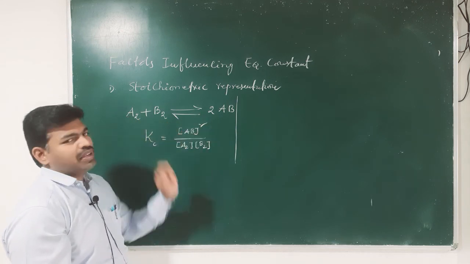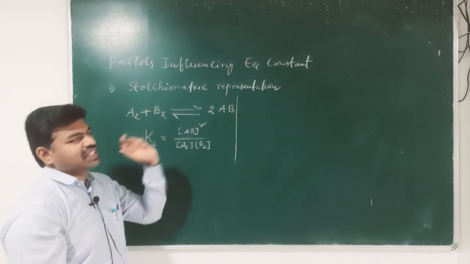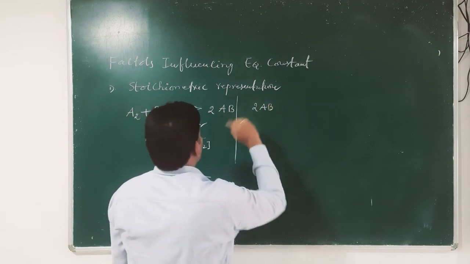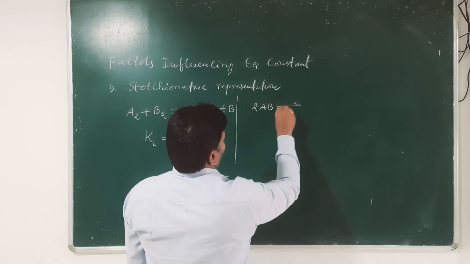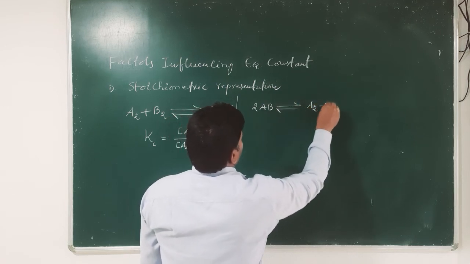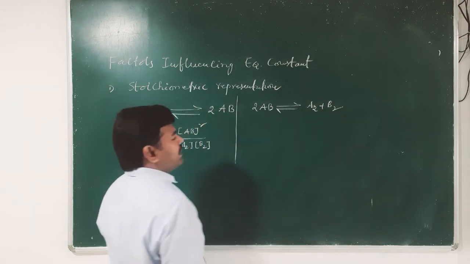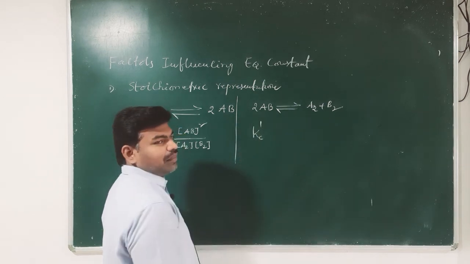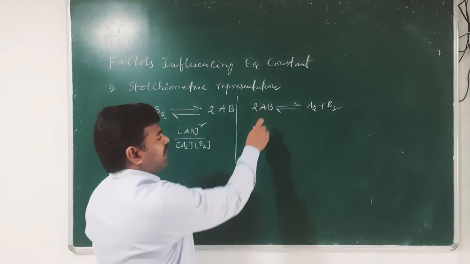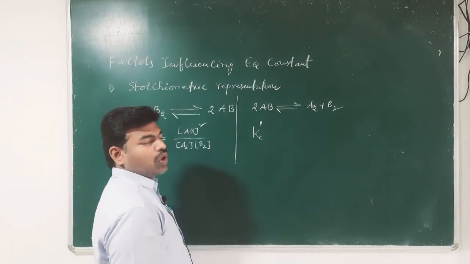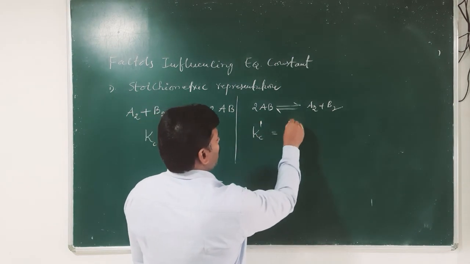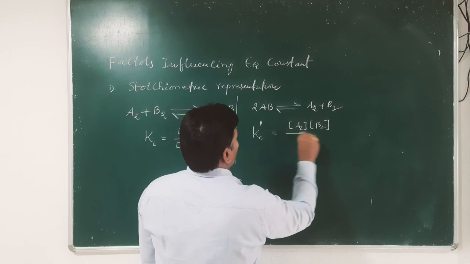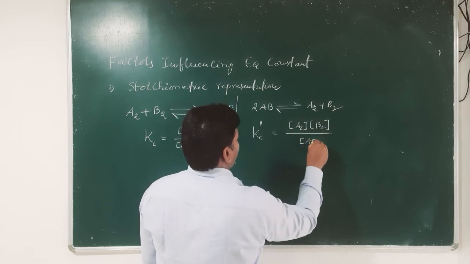For example, if we revert to this reaction, that is, A2 plus B2 gives rise to 2AB, the stoichiometric representation is like this. If I reverse this reaction, that is 2AB gives rise to A2 plus B2, then we can write the equilibrium constant Kc dash, because we are reversing the reaction, that is why I use a dash. Kc dash is equal to concentration of A2 into concentration of B2 by concentration of AB square.